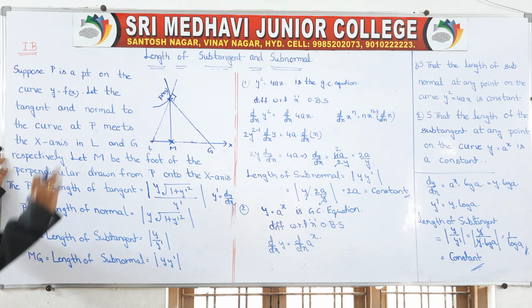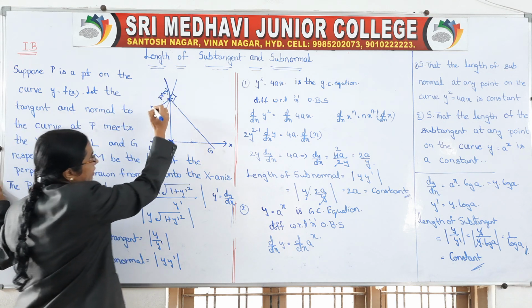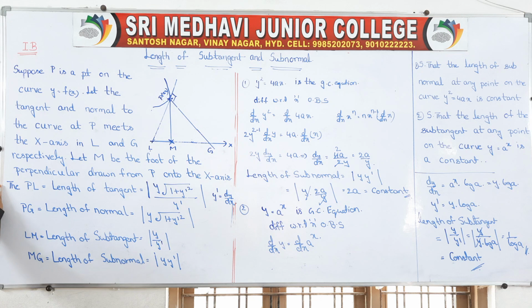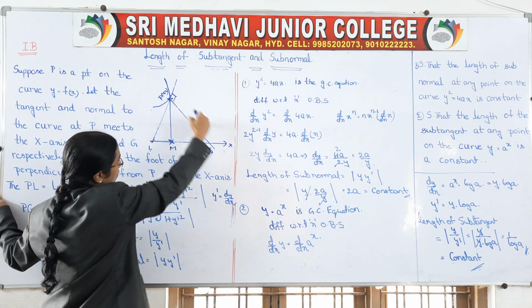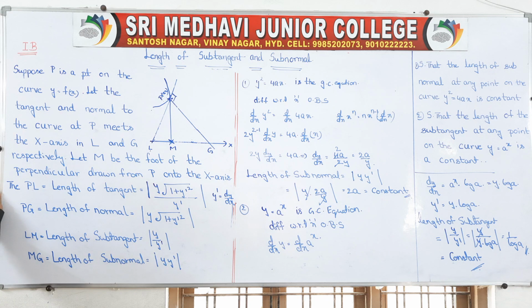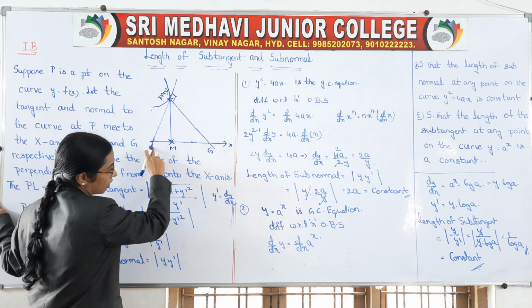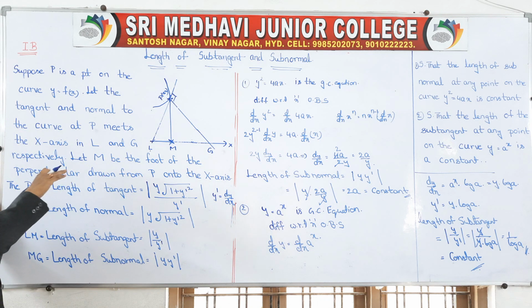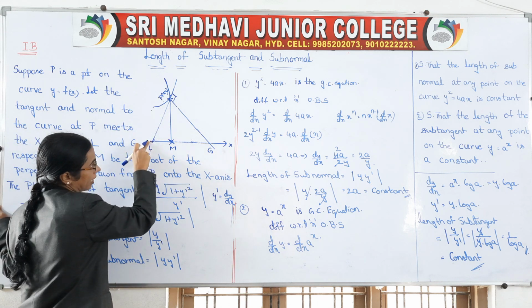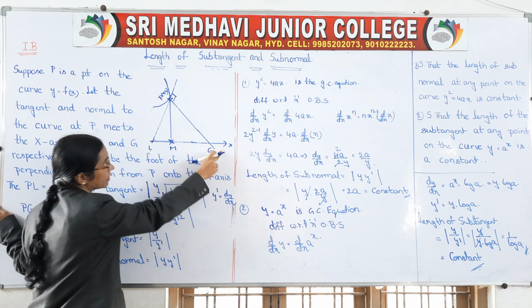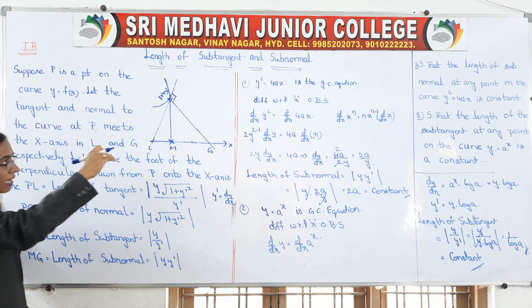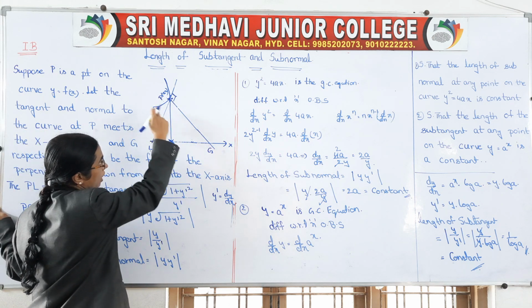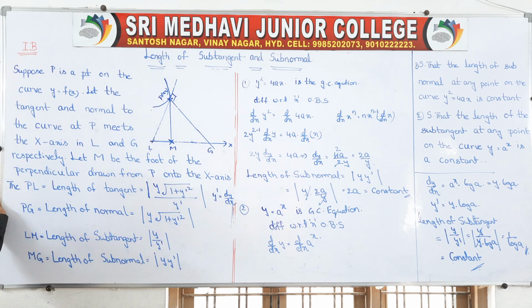Once again, so this is one curve. To the curve at the point P, we have taken one tangent and one normal. Normal means the line exactly perpendicular to the tangent is called normal. Here also we have taken the tangent and normal to the x-axis, right? This PL is the tangent on the x-axis from the curve. Next PG is a normal from the point on the x-axis.